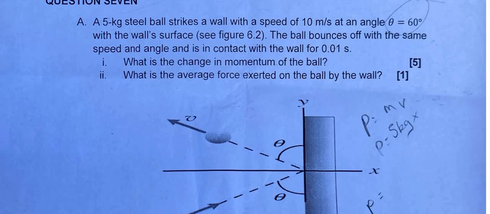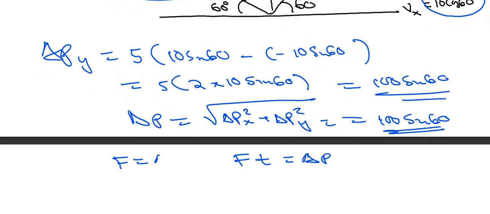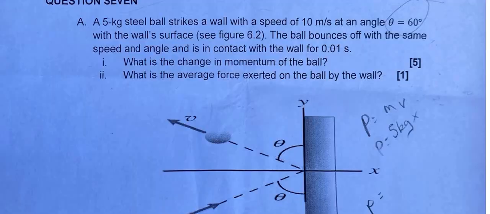So that's the change. When they say the average force exerted on the ball by the wall, we just divide this, because remember we said force times time is impulse, which is the change in momentum. So now the time was given. What is the force? We have 100 sin 60 over the time, 0.01. This will give you the force, in newtons. So this will give you your answer to number 2.